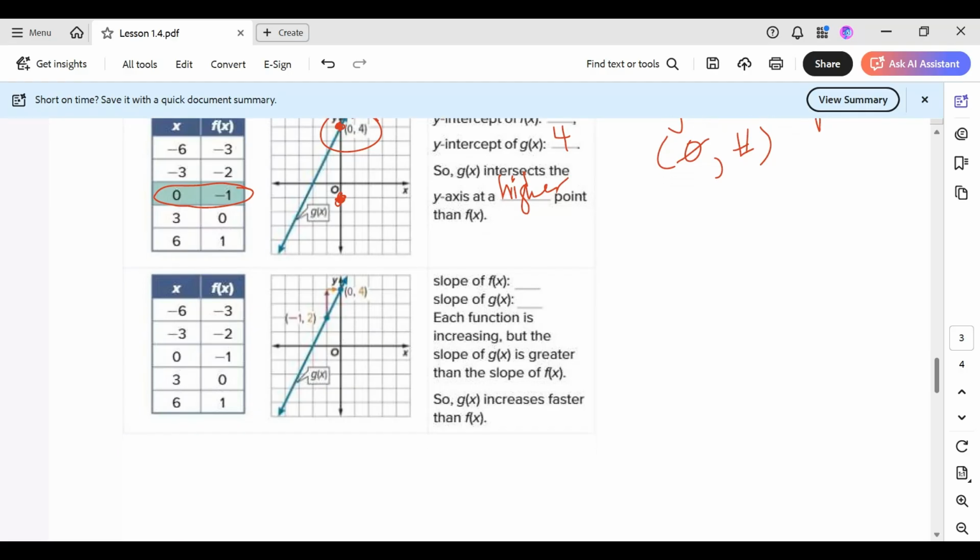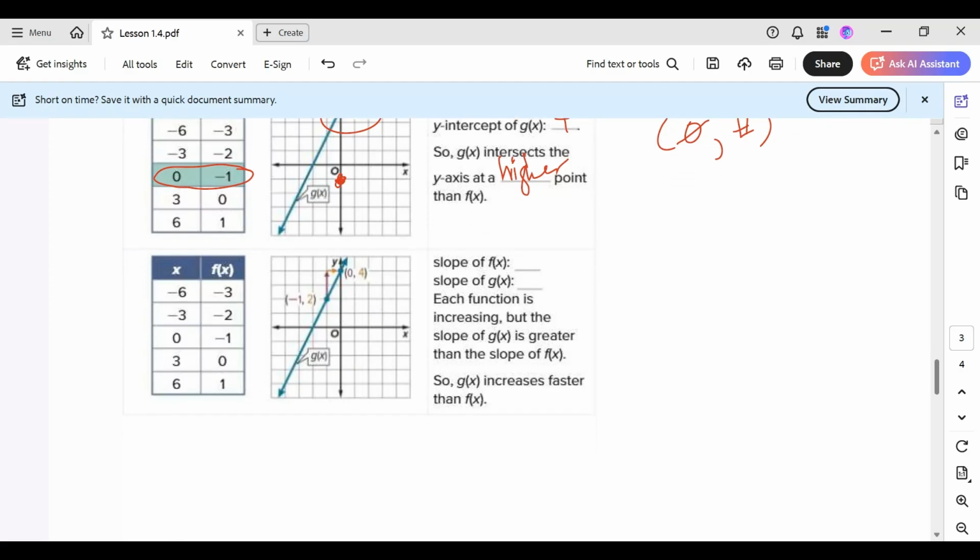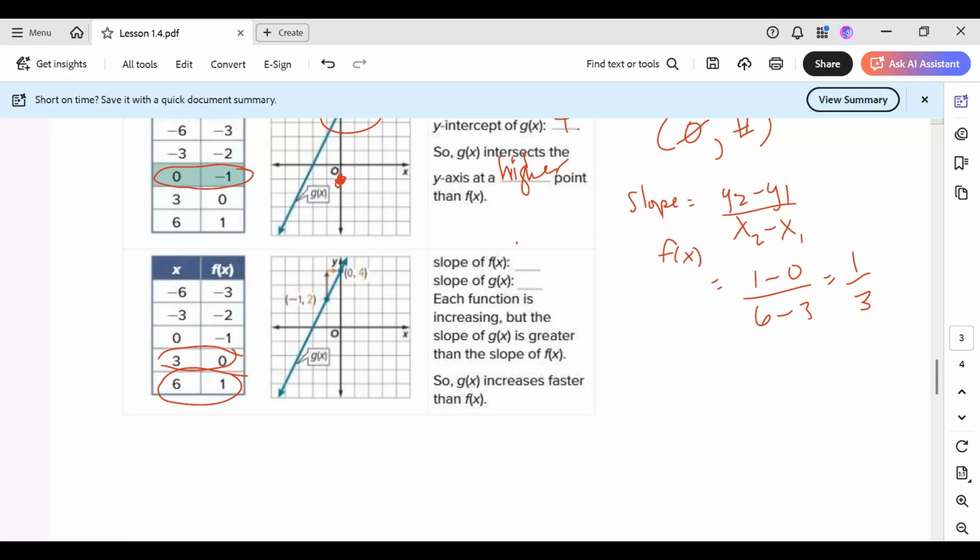When we look at the next one, it's talking about slope values. So it says the slope of f of x. In order to find the slope of f of x, we're going to pick 2 points. Slope formula, you need to remember from your previous days, is y2 minus y1 over x2 minus x1. I'm going to pick these 2 points right here, (3, 0) and (6, 1). So it's going to be y2, which is 1 minus 0 over 6 minus 3, and I get 1 over 3. So my slope of f of x is 1/3.